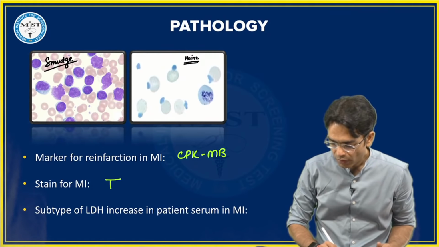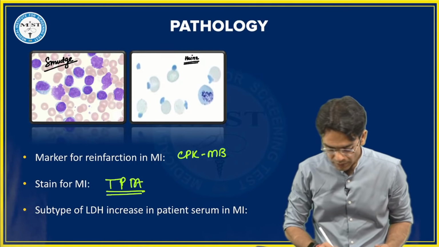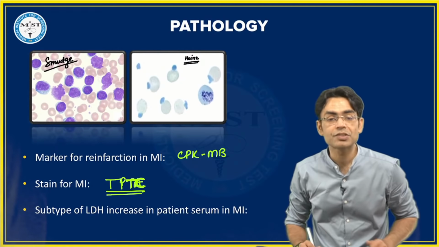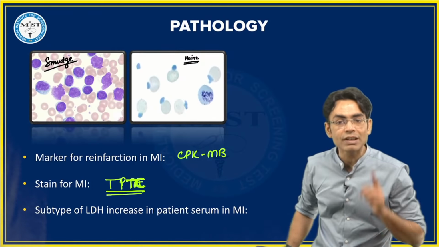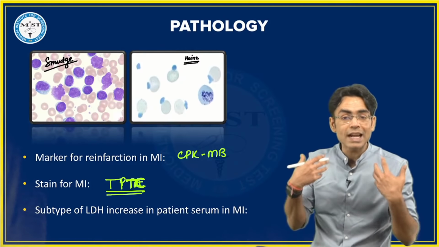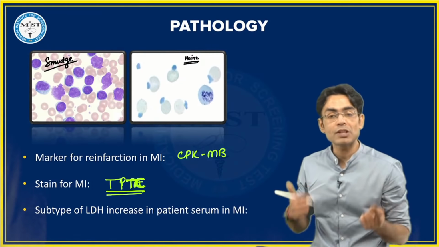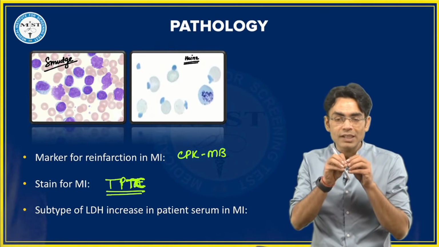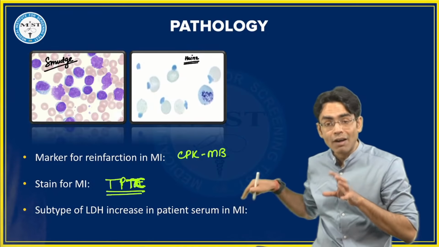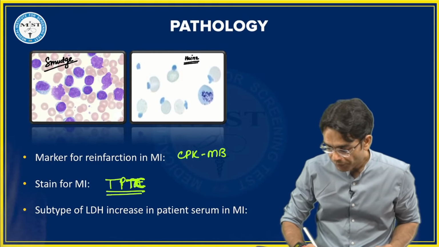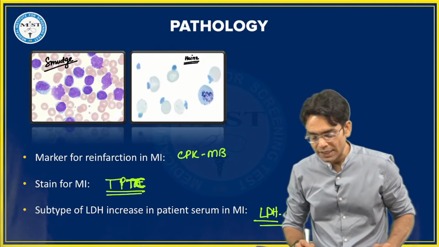No, this is your TTC, triphenyl tetrazolium chloride. The stain is TTC, triphenyl tetrazolium chloride. And which subtype of LDH increases in a patient of MI? Normally inside our blood, LDH2 is more; inside our heart, LDH1 is more. But if a patient undergoes MI, the myocardium cells get damaged and LDH1 comes out. So in the patient's serum after MI, which LDH will be more? LDH1. Alia, you are right, it is LDH1.